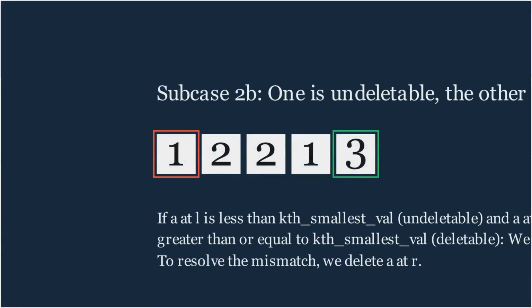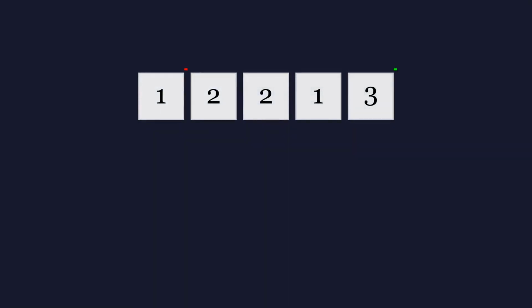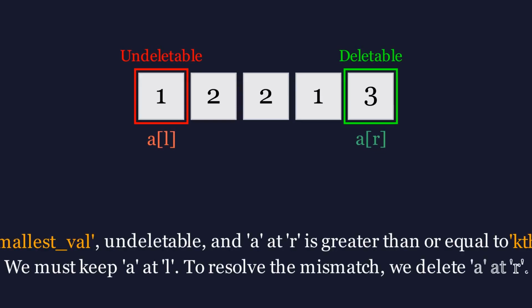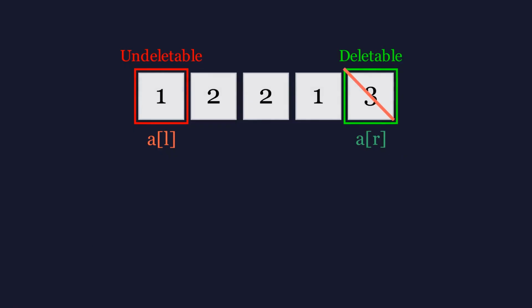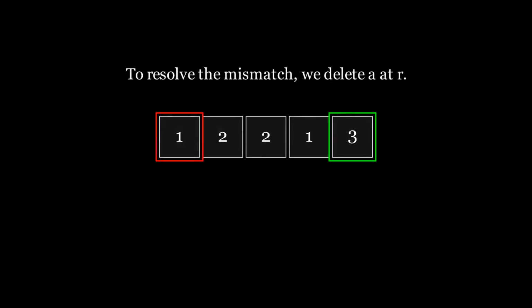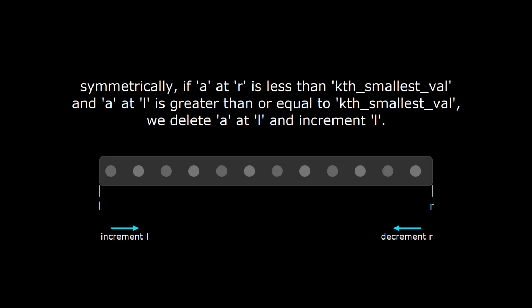Subcase 2b, one is undeletable, the other is deletable. If A at L is less than kth smallest val, undeletable, and A at R is greater than or equal to kth smallest val, deletable, we must keep A at L. To resolve the mismatch, we delete A at R. Action: decrement R. Symmetrically, if A at R is less than kth smallest val, and A at L is greater than or equal to kth smallest val, we delete A at L and increment L.